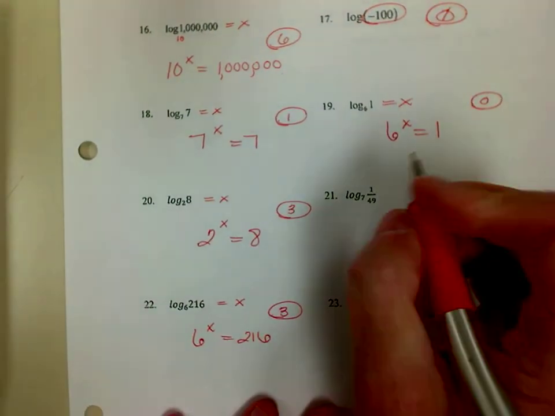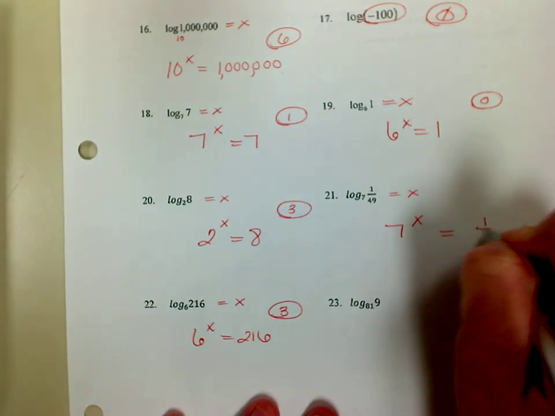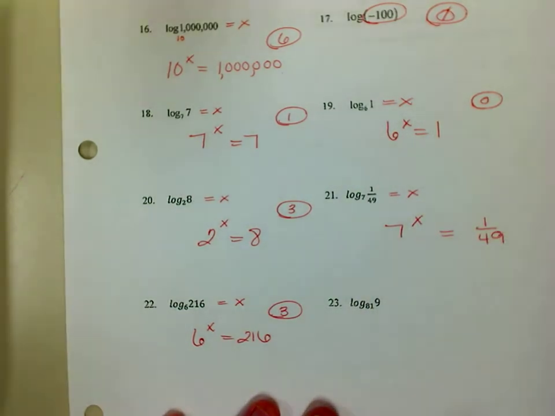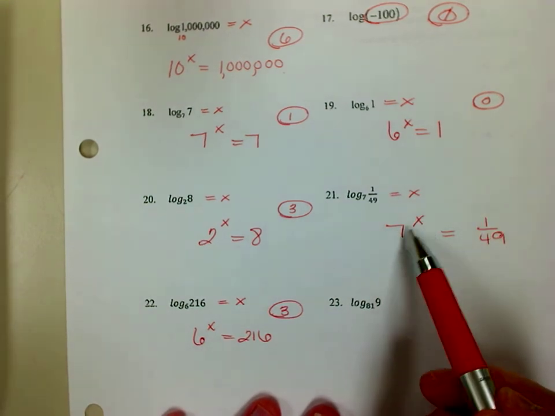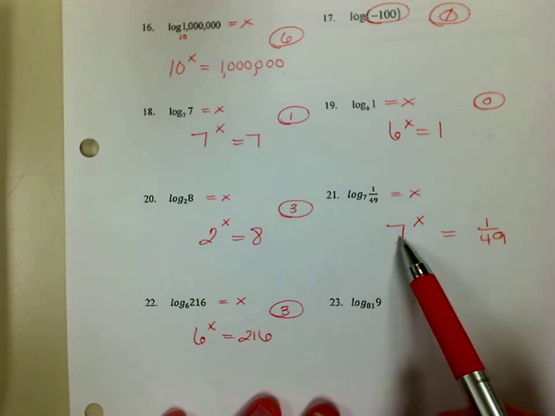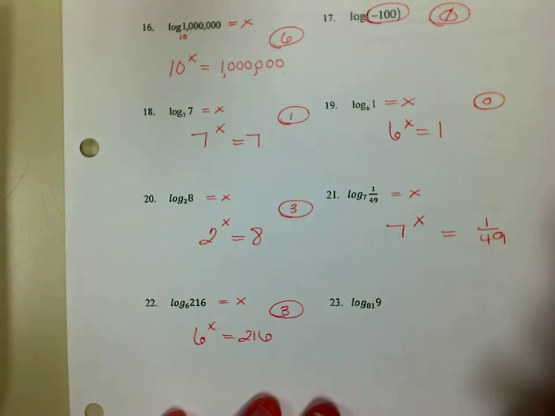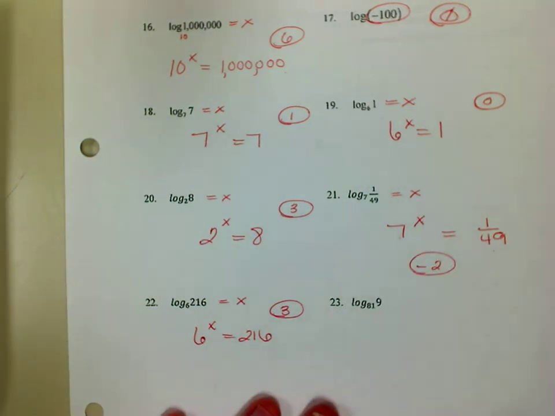Okay, number 21. This is like saying 7 to what power is 1/49. Well, this time my argument is a fraction. So if I have a negative exponent, that means I'm going to have a fraction. Since 7 squared is 49, 7 to the negative second power is 1/49.